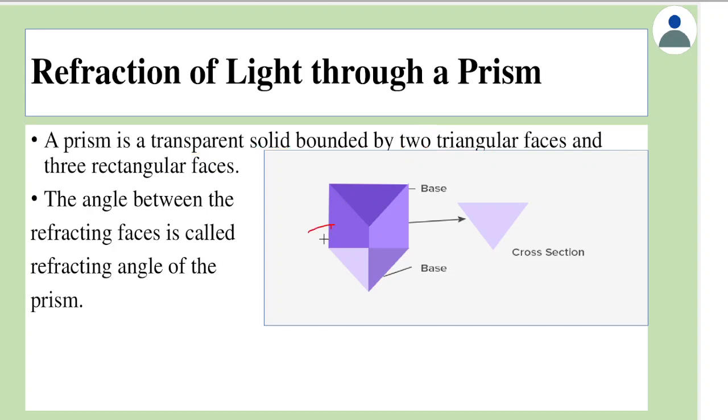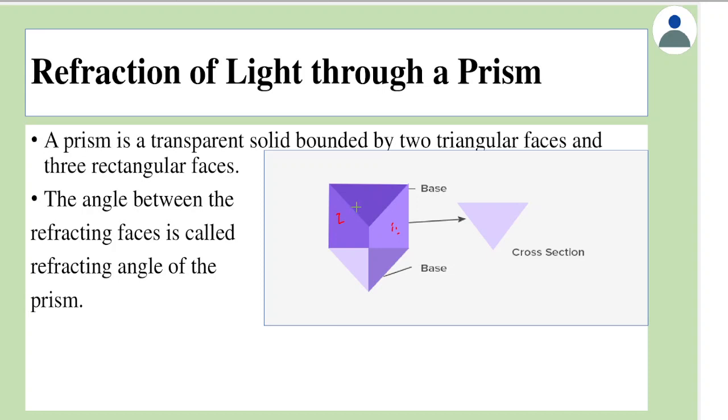As shown here, the prism contains two triangular faces. So we can call this face 1, and this face here, which is opposite to face 1. So these two are the triangular faces, and then it contains three rectangular faces. So this is face 1, this is face 2, and the face behind this will be face 3.